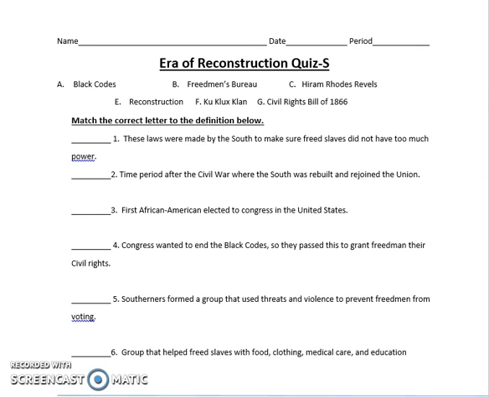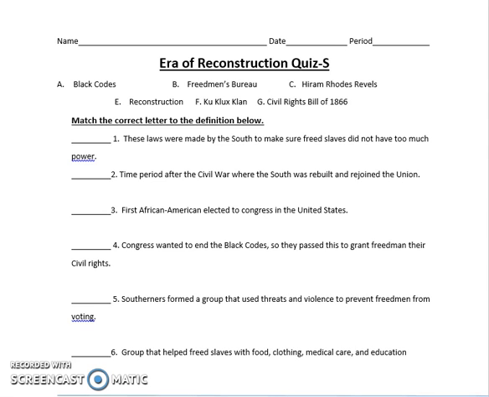Number 1. These laws were made by the South to make sure freed slaves did not have too much power. Number 2. Time period after the Civil War where the South was rebuilt and rejoined the Union. Number 3. First African American elected to Congress in the United States.